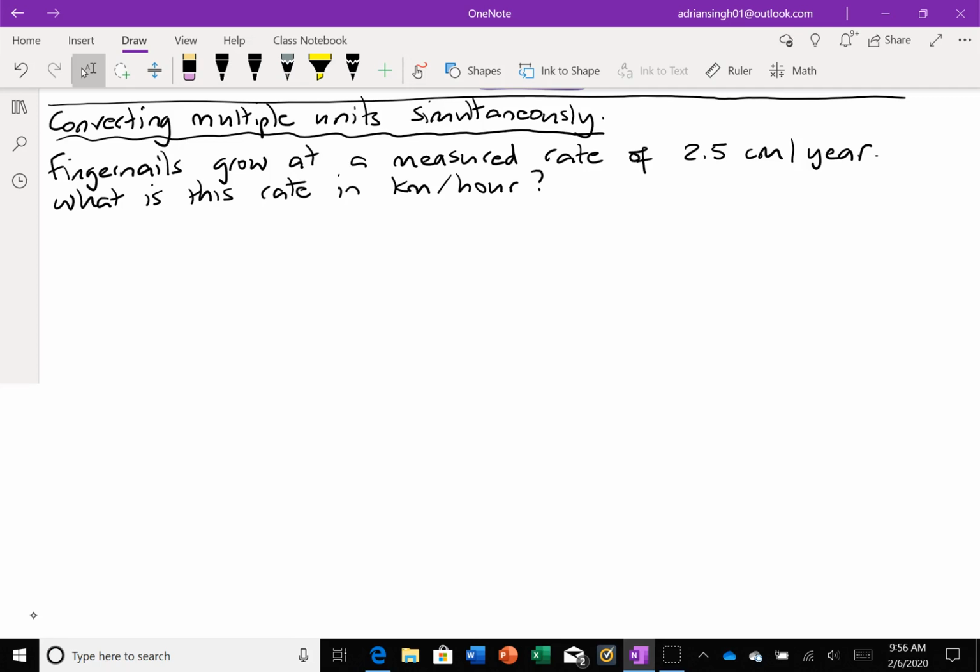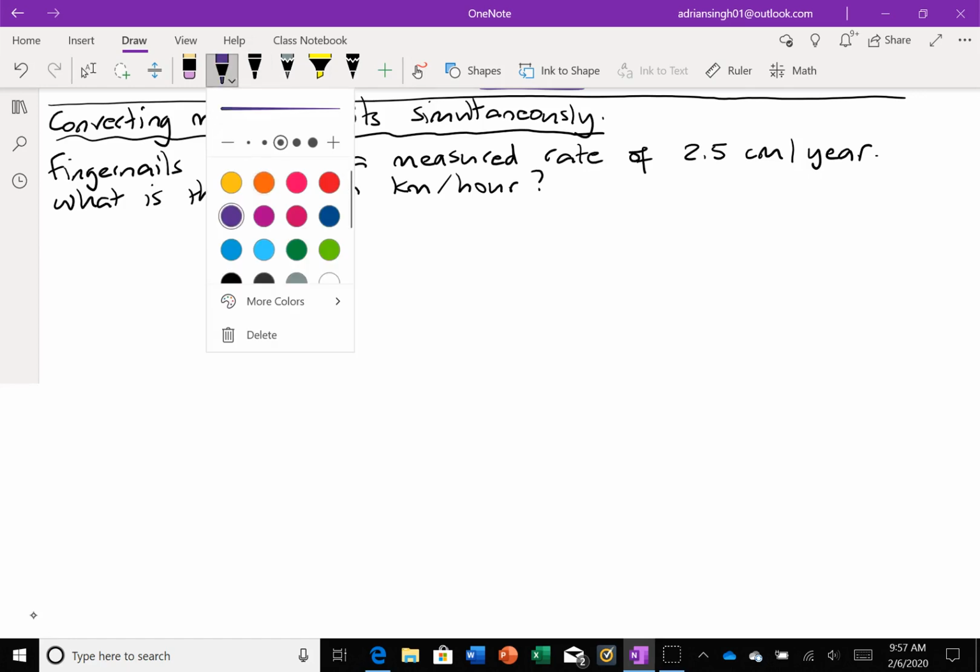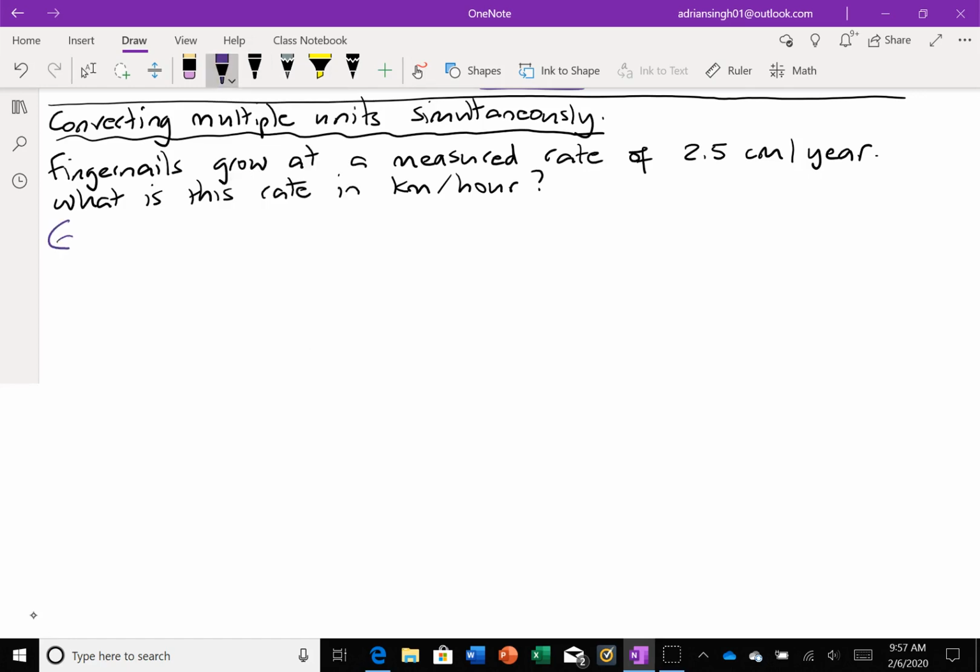All right, so we're told here fingernails grow at a measured rate of 2.5 centimeters per year. And we're asked, what is this rate in kilometers per hour? All right, so let's make a little bit of sense of this and organize the information. So we're given our rate or speed of 2.5 centimeters per year. All right, that's what that means. And we need to convert that to kilometers per hour.